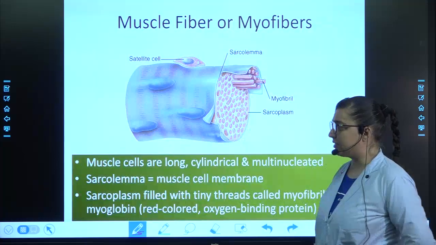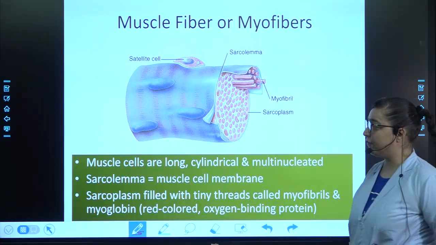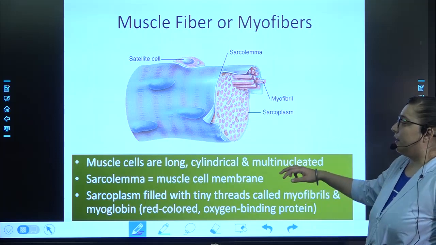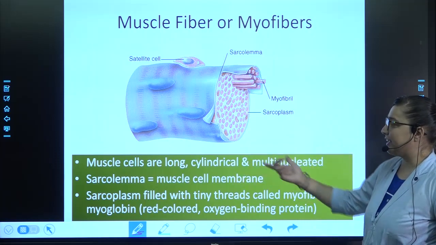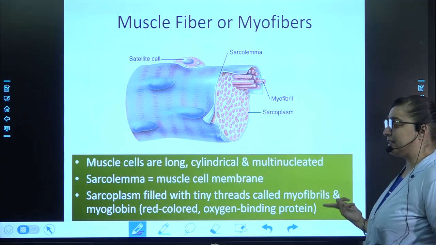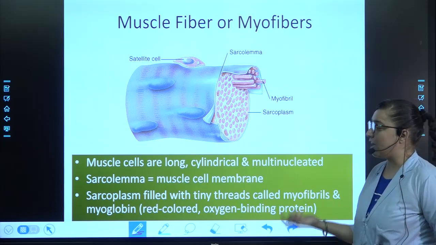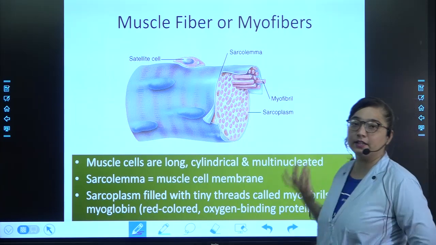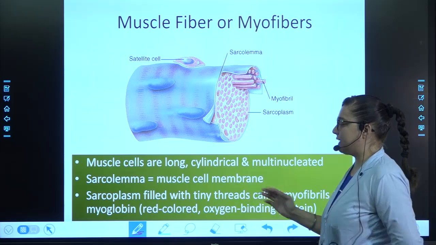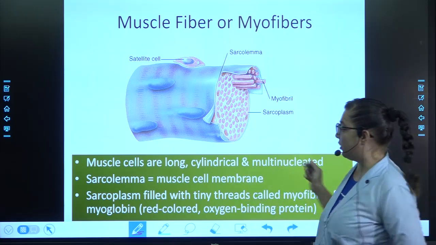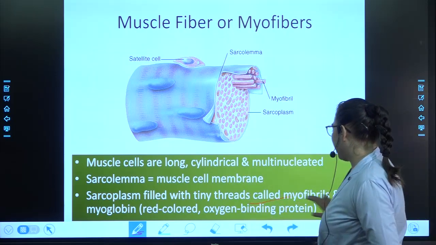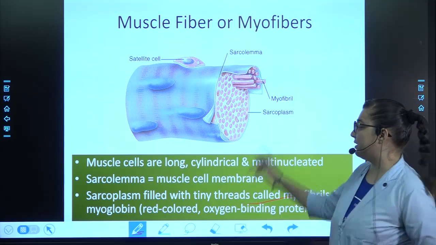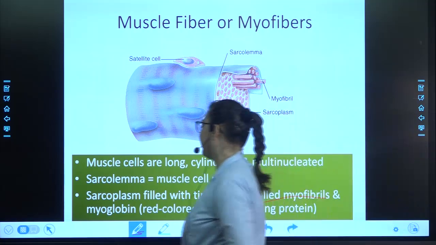The next is muscle fiber or myofibrils. They are generally long, cylindrical and multinucleated. Then sarcolemma, that is the outer layer, the cell membrane. Then sarcoplasm, that is filled with thread-like structures called myofibrils, and the myoglobin.